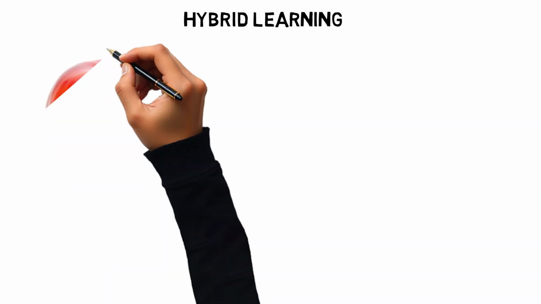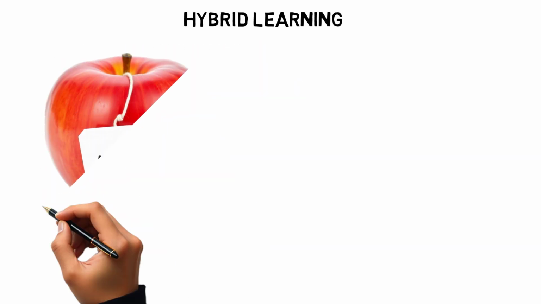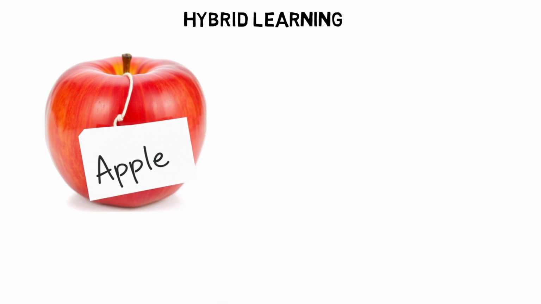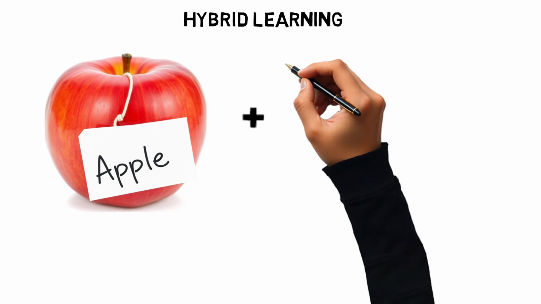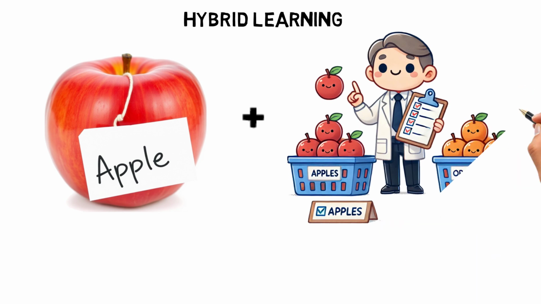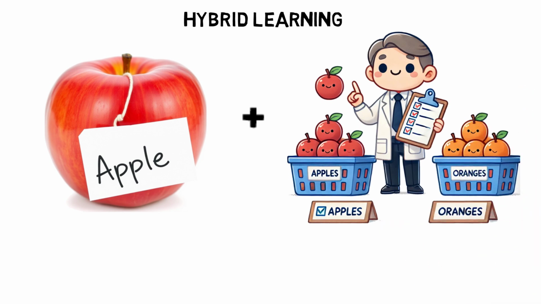Hybrid learning. This combines different learning methods to leverage the strengths of each. In medicine, hybrid models can combine machine learning algorithms with expert systems for more accurate predictions. For instance, diagnosing diseases where machine learning analyzes data and the expert system interprets the results.